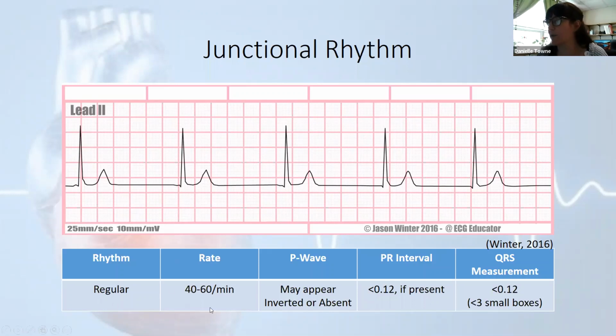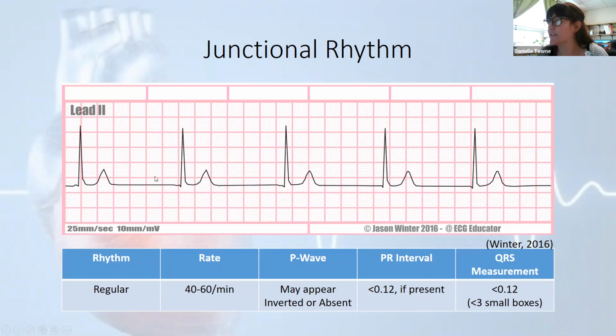So let's take a look here. We look at our bottom 5 steps of EKG interpretation. We typically see a regular rhythm, but now our rate, rather than 60 to 100, which was considered normal for the SA node, is 40 to 60, which is considered normal for the AV node. Our P wave will either be absent, which is what we see here, or inverted. The PR interval, if it's present, will still be within normal limits, and the QRS complex will still be within normal limits.